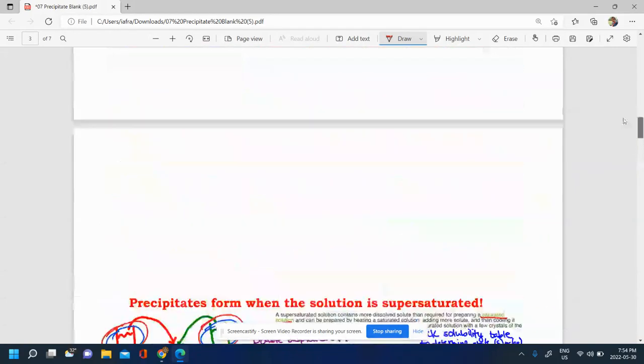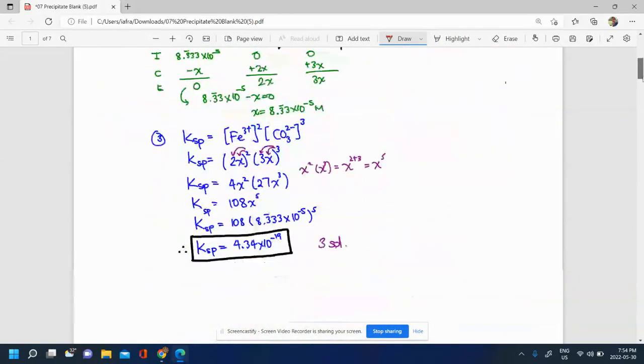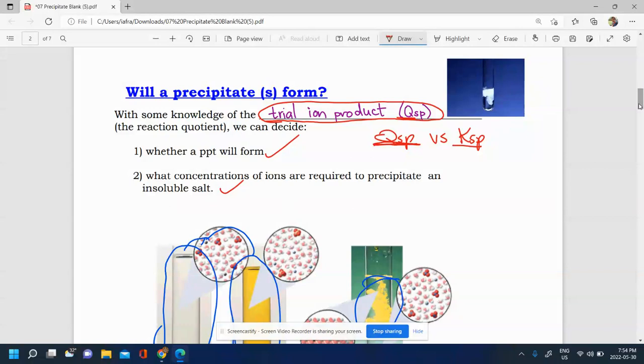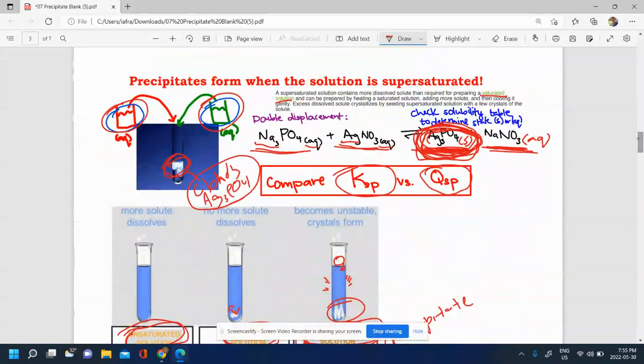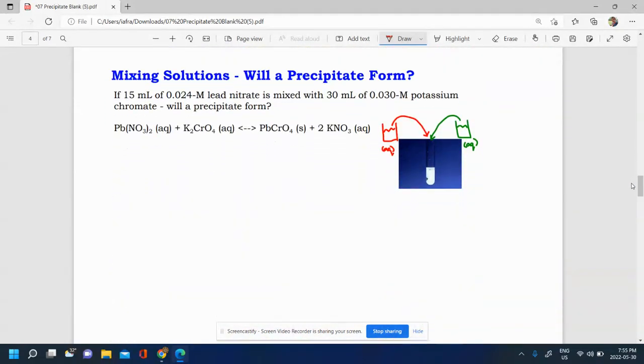We'll see that in the next video, but for now, it is important for you to understand how to calculate KSP from MSP from the previous lesson, and to understand that we're going to be predicting if precipitates will form using the QSP and comparing it to the KSP. You should also review double displacement reactions and how to predict which would be your precipitate and which would remain dissolved using solubility tables. And you should understand degrees of saturation: what it means to be unsaturated, saturated, and supersaturated, and how that relates to QSP and KSP. If you understand those skills, you'll be ready for the next video, which is actually predicting if a precipitate will form.